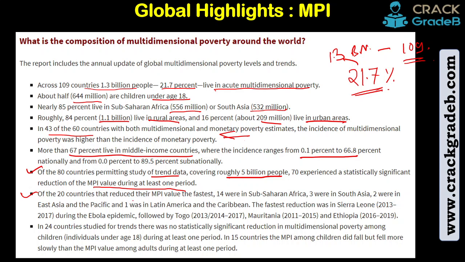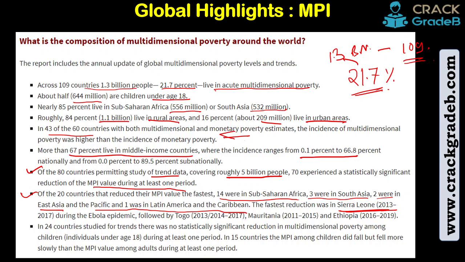Out of 20 countries that reduced their MPI value the fastest, 14 were in Sub-Saharan Africa, 3 were in South Asia, 2 were in East Asia and Pacific, and 1 was in Latin America and Caribbean. Right? The fastest reduction was in Sierra Leone. You should remember this name. Okay? From 2013 to 17 during the Ebola pandemic, followed by Togo, Mauritania, and Ethiopia.